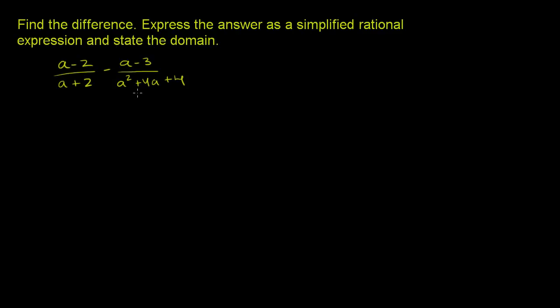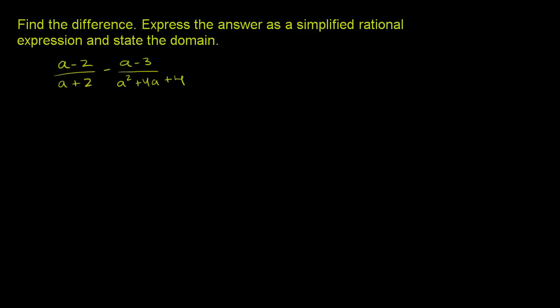And the best way to find a common denominator, if we're just dealing with regular numbers or with algebraic expressions, is to factor them out and make sure that our common denominator has all of the factors in it. That'll ensure that it's divisible by the two denominators here. So this one right here is completely factored. It's just a plus 2.